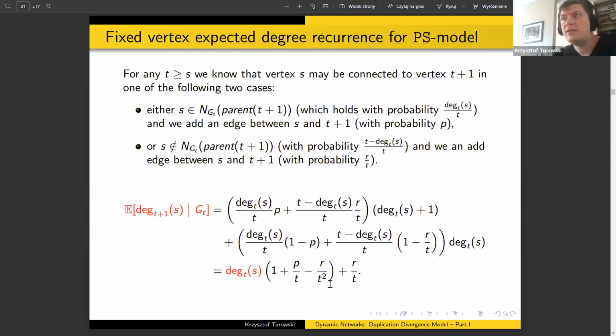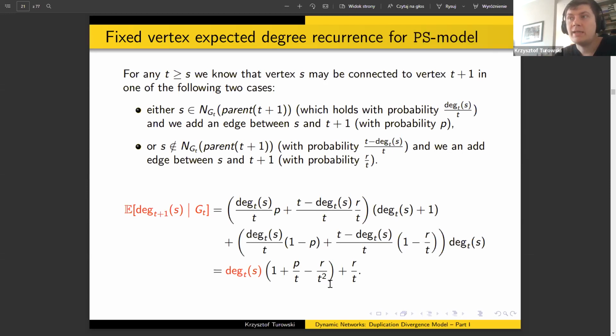And the second event is that it does not belong to the neighborhood of the parent of the newest vertex, but still we add an edge with probability R over T. In these two cases, the new degree is the old degree +1. And of course, in all other cases, the degree remains the same. Thus, if we compute the expected value of the degree at t+1 conditioned on the graph at the moment t, we get this simple recurrence.